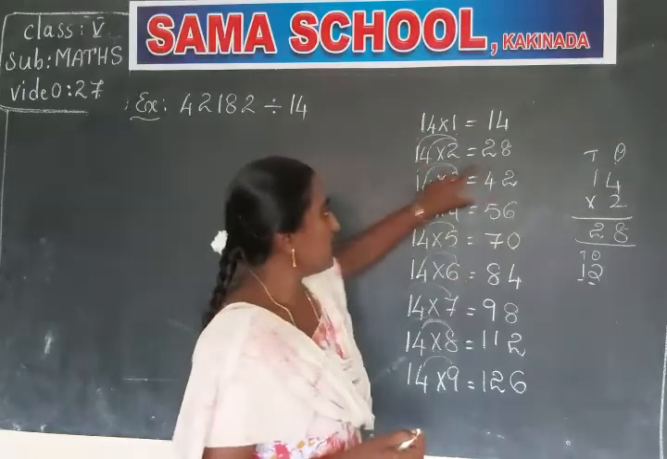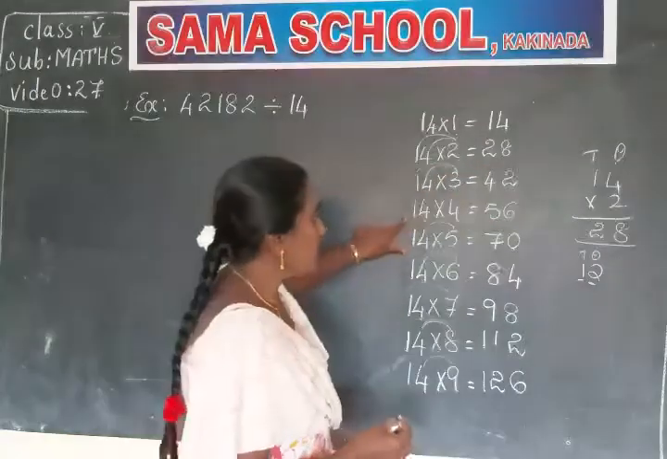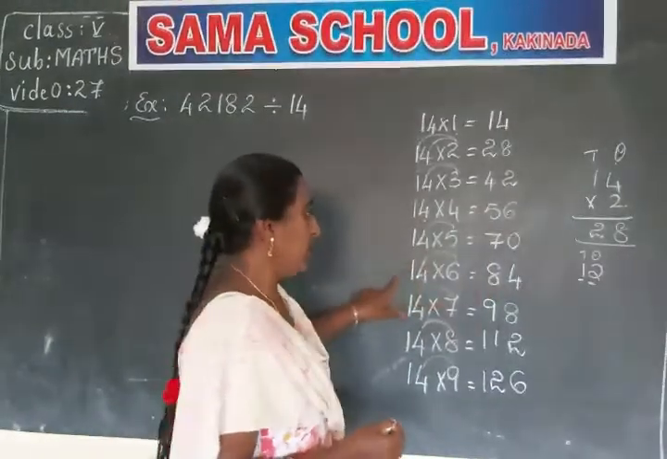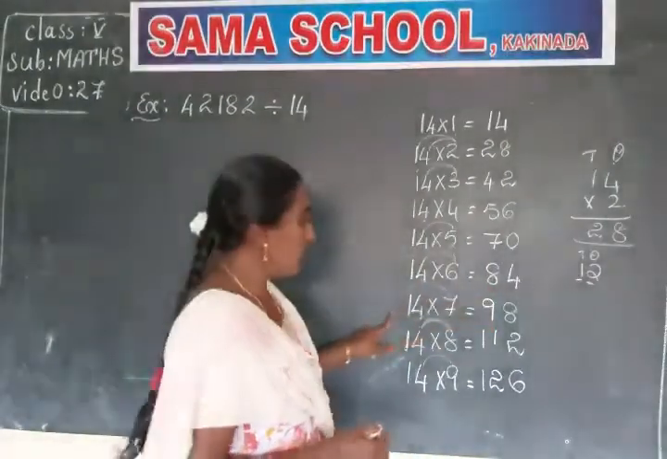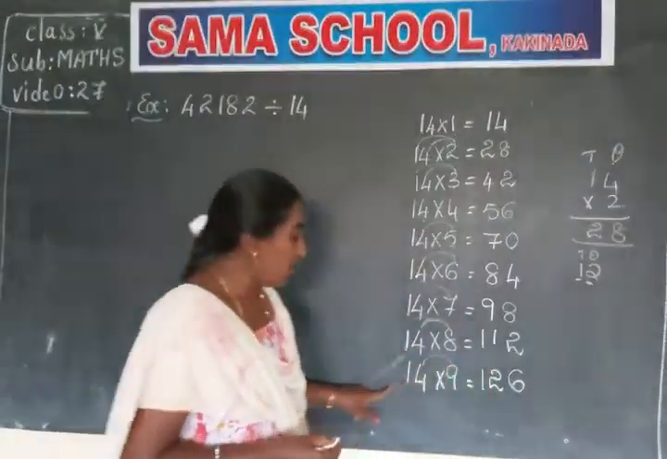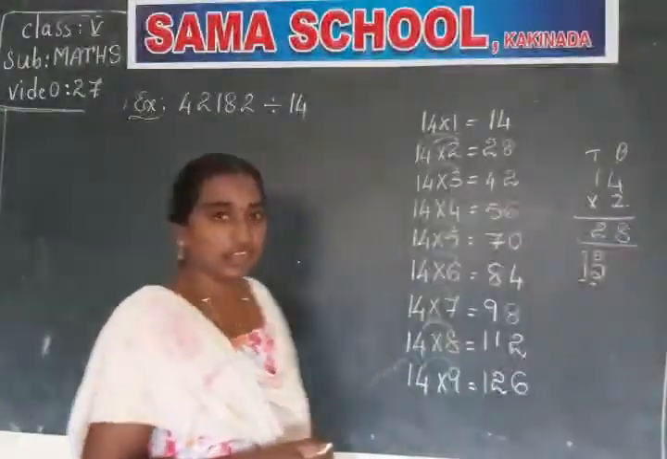So 14 ones are 14. 14 twos are 28. 14 threes are 42. 14 fours are 56. 14 fives are 70. 14 sixes are 84. 14 sevens are 98. 14 eights are 112. And 14 nines are 126.